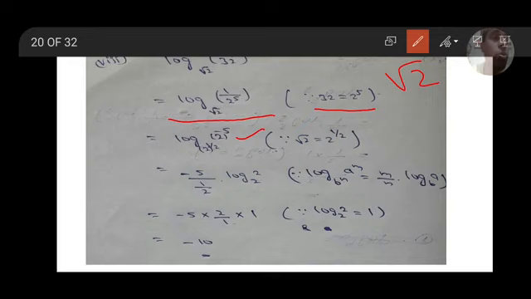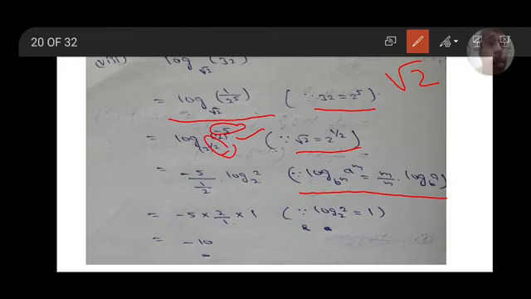If you remove the root, root 2 can be written as 2 to the power of 1 by 2. Here both the base has a power and the logarithmic number is also a power, minus 5, and the base has power 1 by 2. So we have to use the property log a to the power of m to the base b to the power of n is m by n into log a to the base b. Here m equal to minus 5 and n equal to 1 by 2.